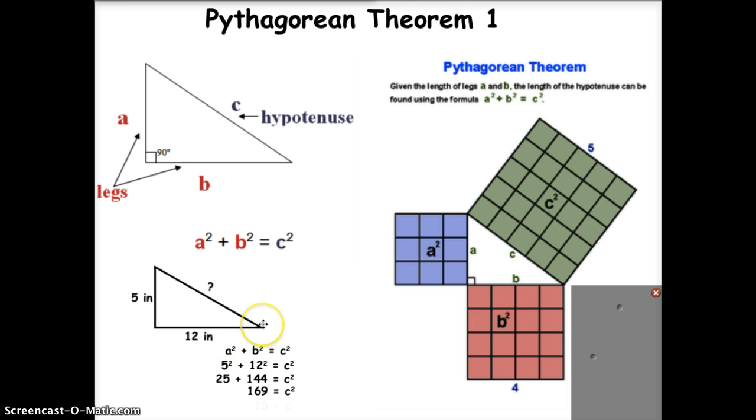What that means is the square off of this side is going to have an area of 169. The square root of 169 is 13, so that means that my side length, where I have the question mark, is going to be 13 units long.